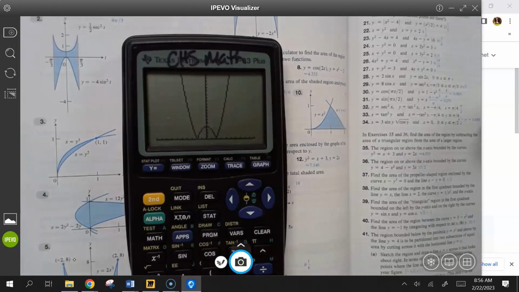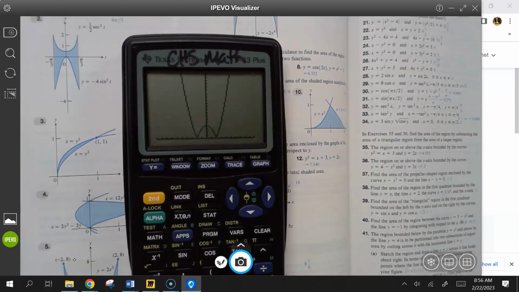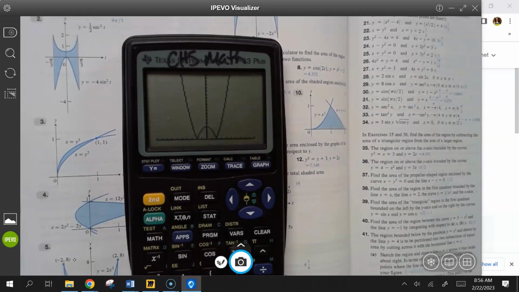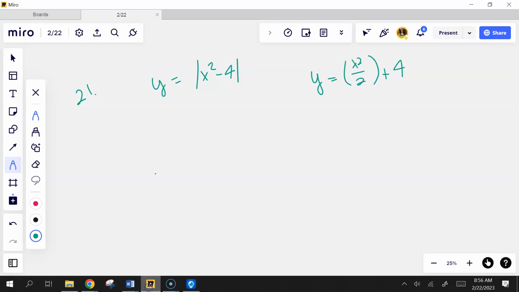That makes sense. Definitely a calculator problem there. What else on your homework? 24. Another calculator one, it looks like.